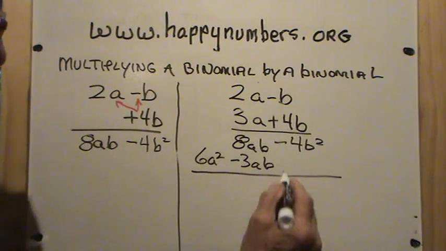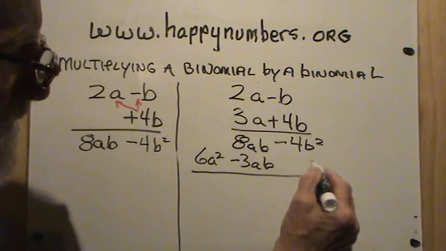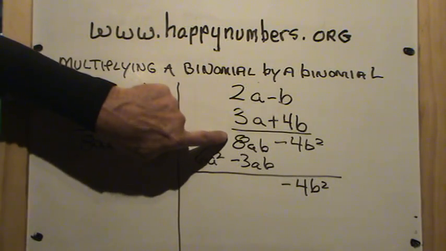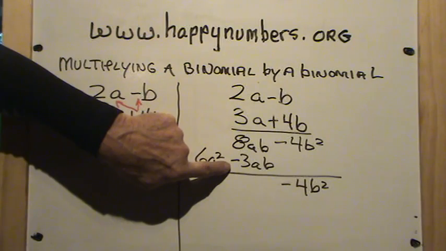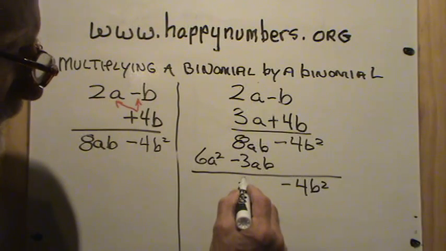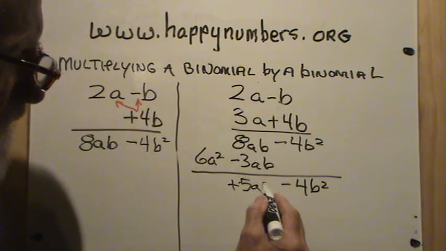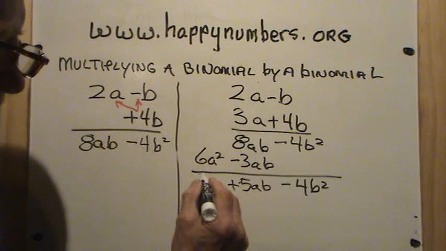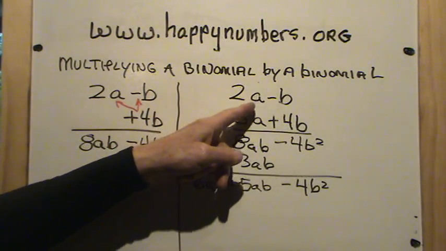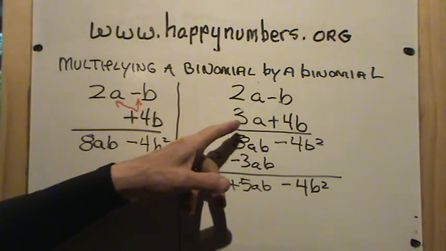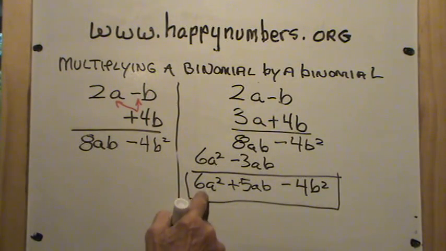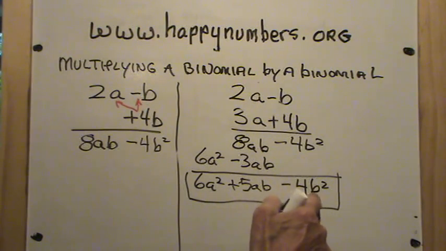Now I combine my terms. Well, there's nothing to combine here, so this would be negative 4b squared. Now I have a positive 8ab and a negative 3ab. Well, positive 8 and a negative 3 would give me a positive 5, and I just bring the variables down, ab, and here I have 6a squared. So if I multiply the binomial 2a plus 4b times the binomial 3a minus b, my answer is 6a squared plus 5ab minus 4b squared.